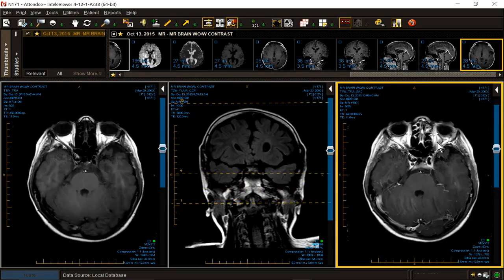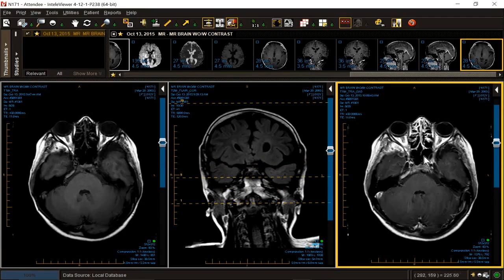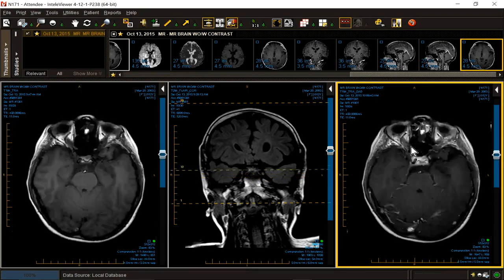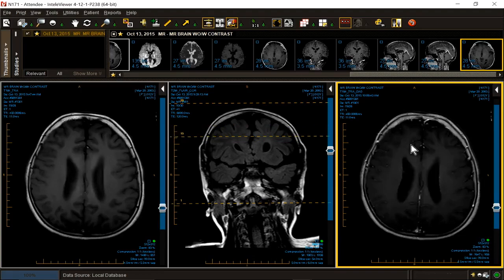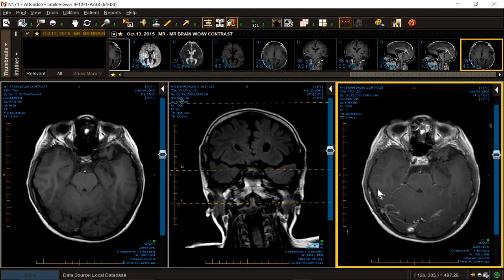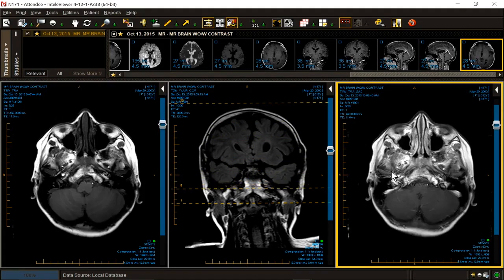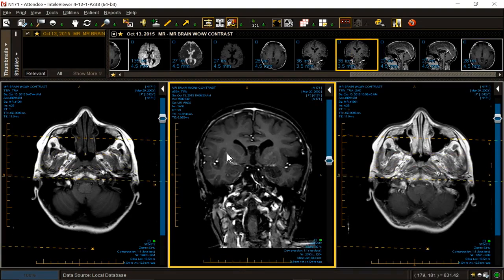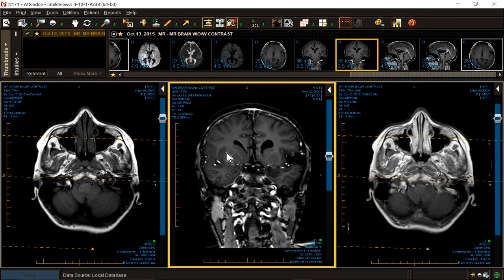Multifocality? None. Since the patient has NF1, optic nerves, fine. Lambdoid sutural defects? None. Sphenoid wing dysplasia? I don't think so. Let's take a look at the coronal. Not.